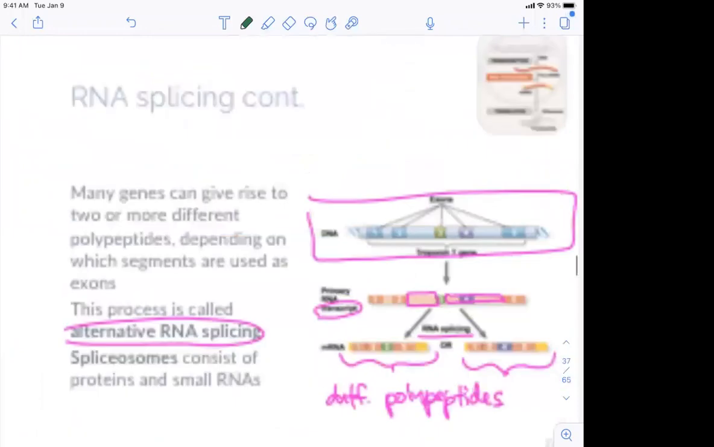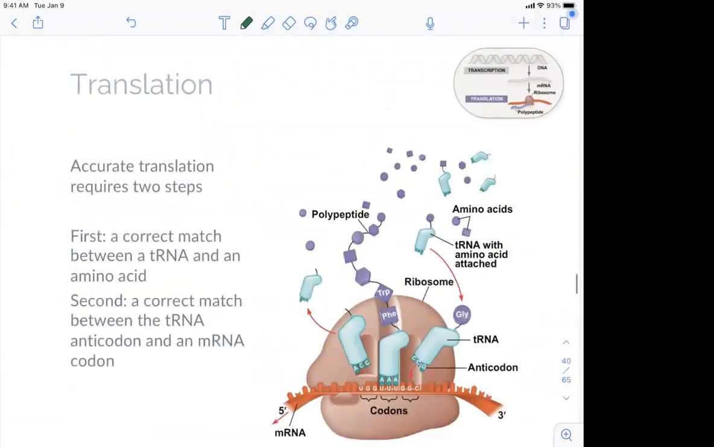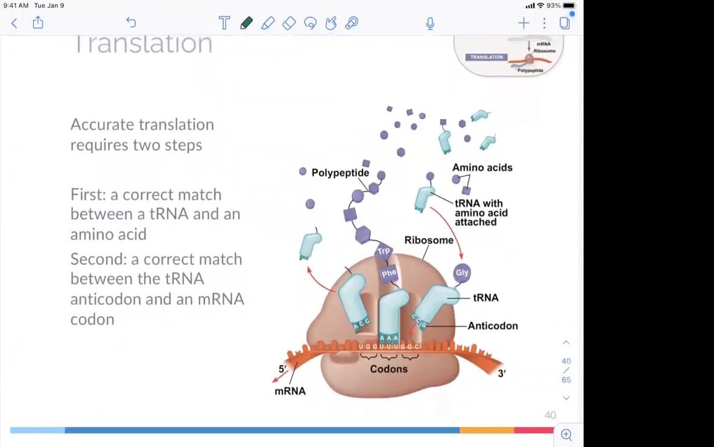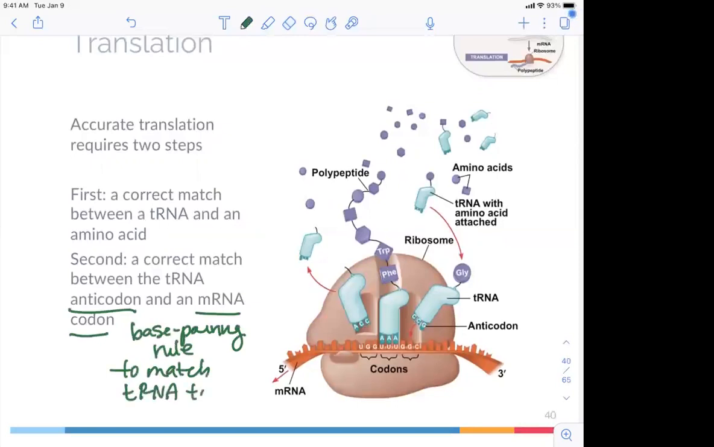All right, so let's go up. Sorry, I'm going to make you guys dizzy. First step in translation. It says you need 2 important steps. You're going to need to be able to match a tRNA's anticodon, that's this one over here, to the mRNA codon. In other words, base pairing rules will apply to match the tRNA to the correct mRNA.